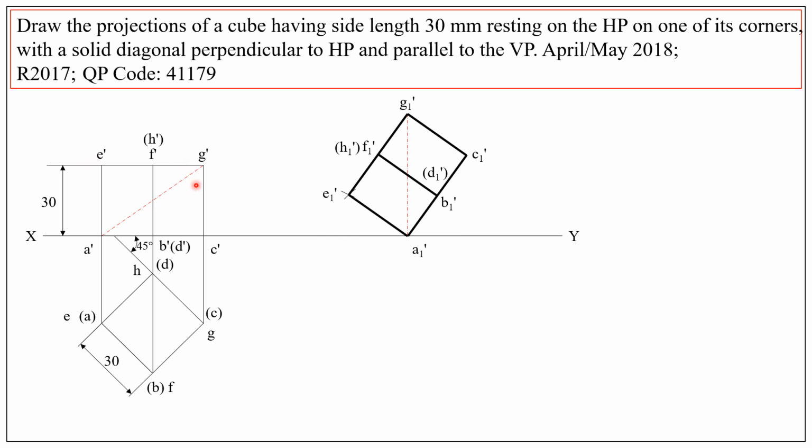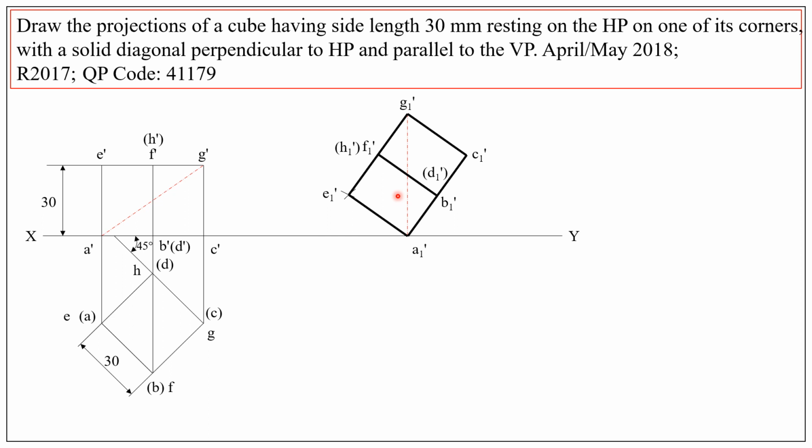So the front view is reoriented like this, and since this is the final front view, it is drawn using thick lines. And note, when a line is perpendicular to one plane of projection, definitely it will be parallel to the other plane of projection. Here the line A1 dash G1 dash, which is nothing but the solid diagonal, is perpendicular to the XY line. Therefore, it must be parallel to the VP, that is the vertical plane.